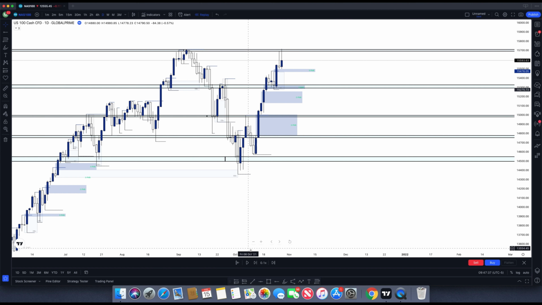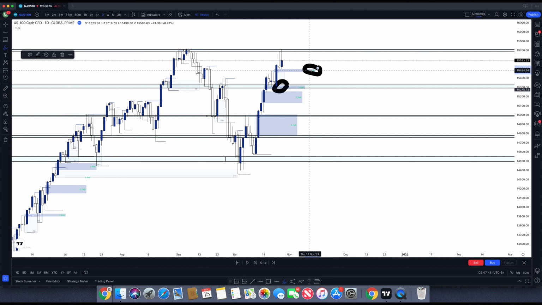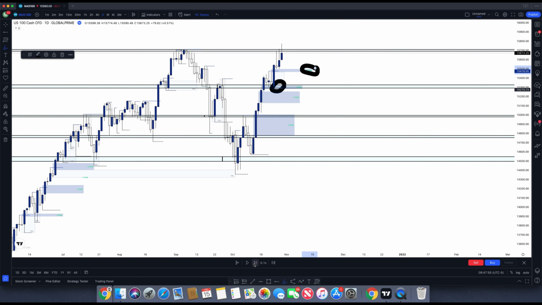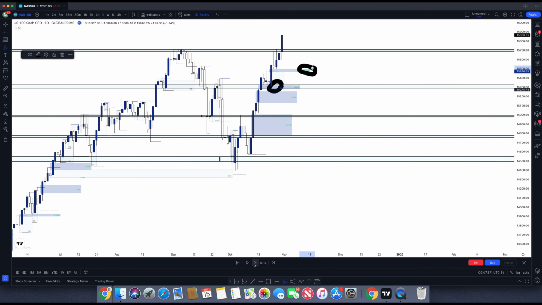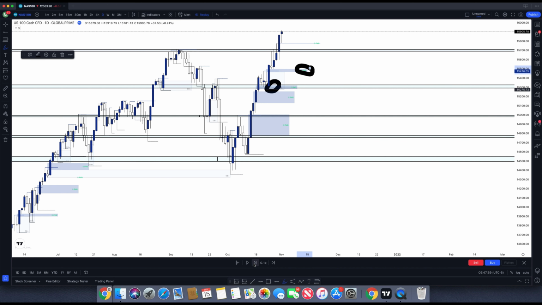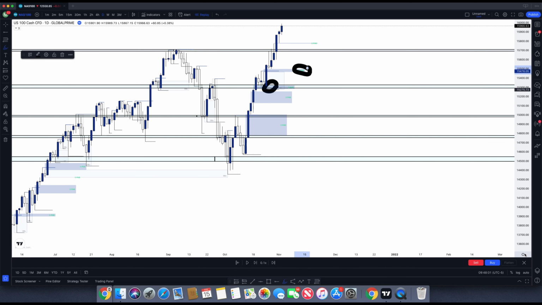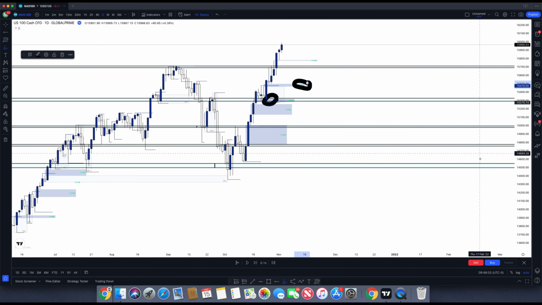Anyways, this is one of my favorite strategies. Order block followed by a fair value gap. So that is extra confirmation for me that the market's going to trade above buy-side liquidity. As you guys can see, it did. Anyone who knows me knows that this is my favorite strategy.